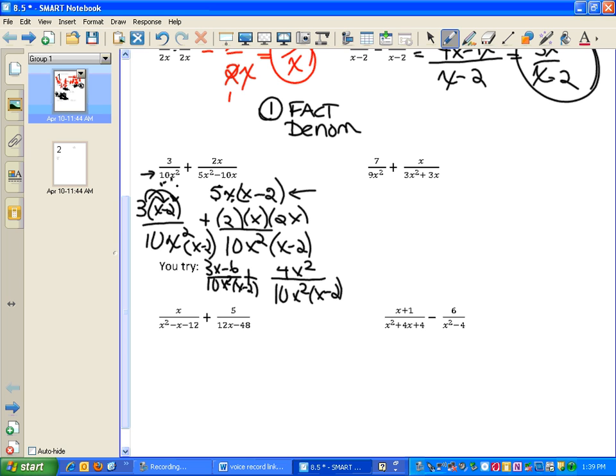So now my denominators are the same, aren't they? So what do I do with my numerators? In this problem, I'm supposed to add, right? And we're going to order it. So we're going to put 4x squared plus 3x minus 6 over 10x squared times x minus 2. You can keep that denominator in factored form, but work out and simplify the numerator. Okay?